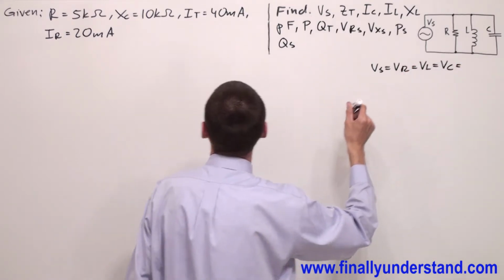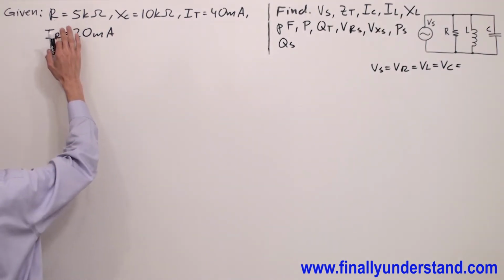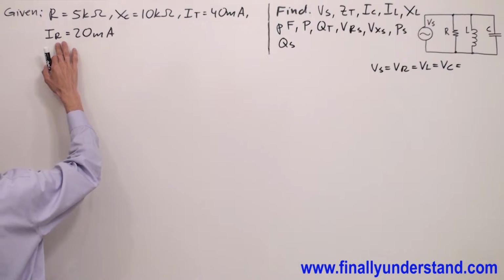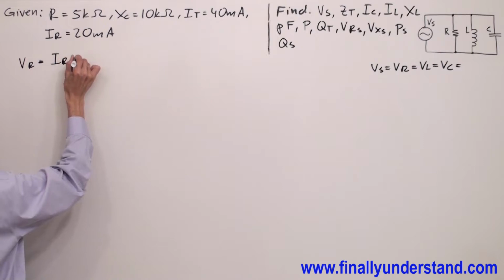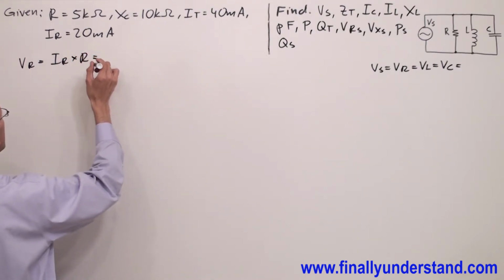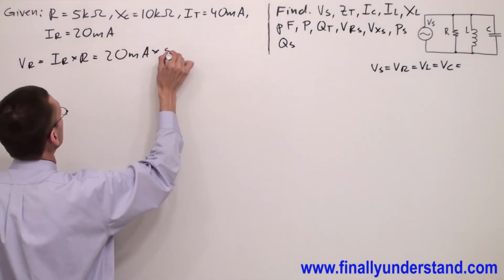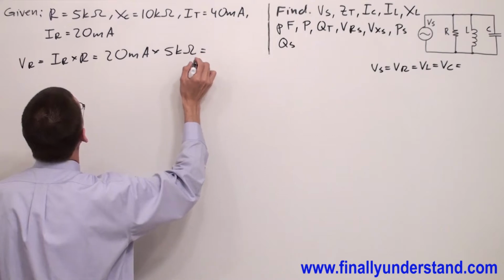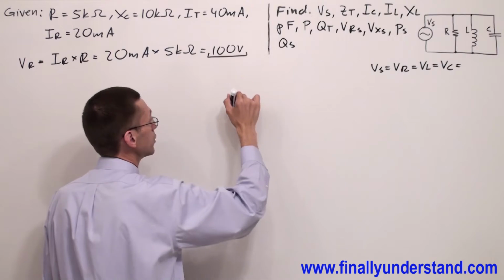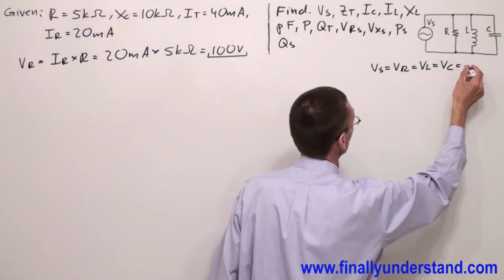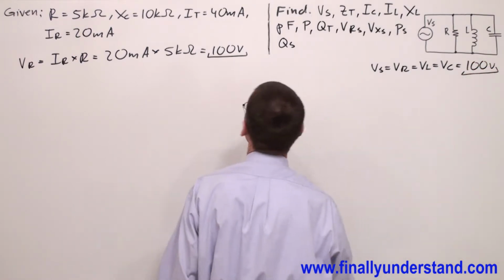And let's check how much this is going to be equal. Please notice that we have given the resistance and the current which goes through the resistor. So I know that VR is equal to IR times R, where IR is equal to 20 milliamps times 5 kiloohms. This is equal to 100 volts. So this is the voltage across each component, and this is also the voltage source. So this is 100 volts.